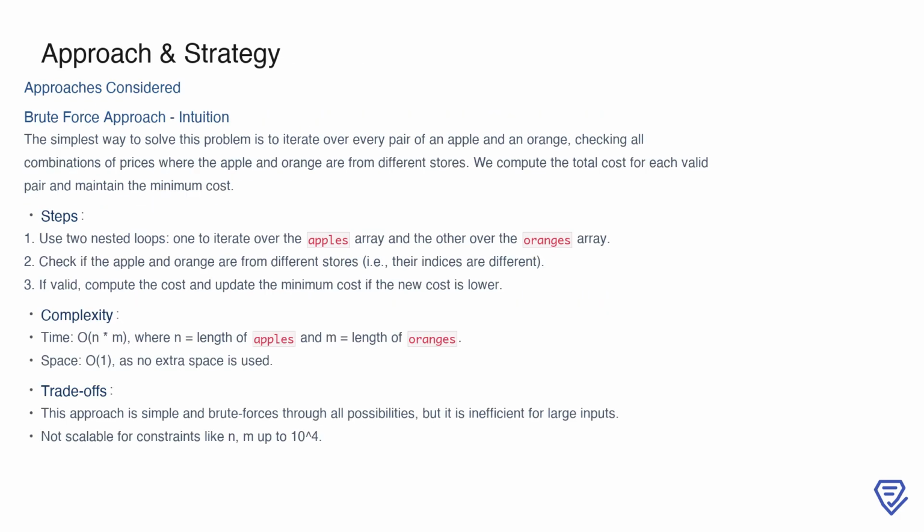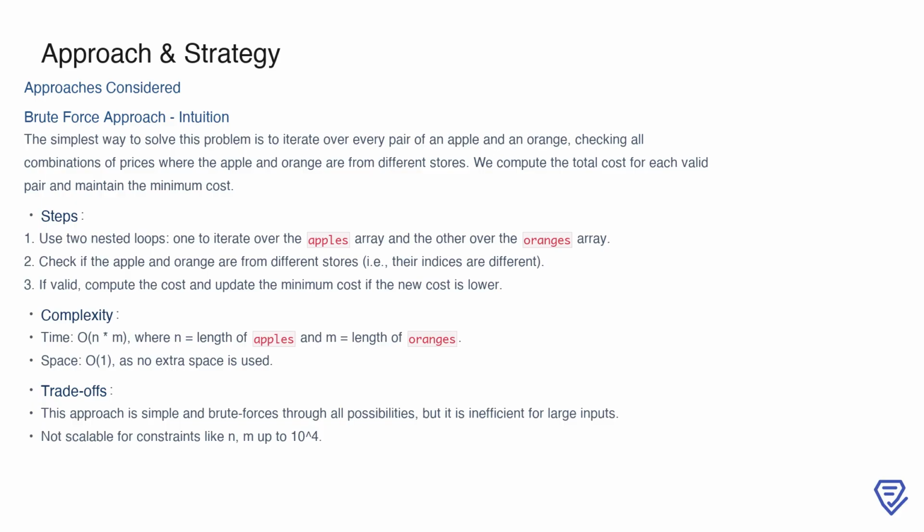To tackle this problem, the most straightforward approach is to use brute force. The intuition here is simple. We iterate through every possible pair of an apple and an orange, and for each pair, we calculate the total cost. If the apple and orange come from different stores, we check whether the total cost is the lowest we've encountered so far and update our minimum cost accordingly.